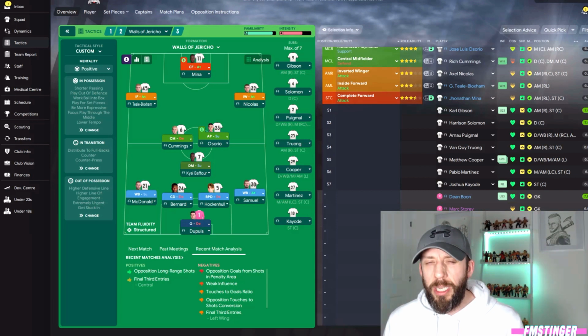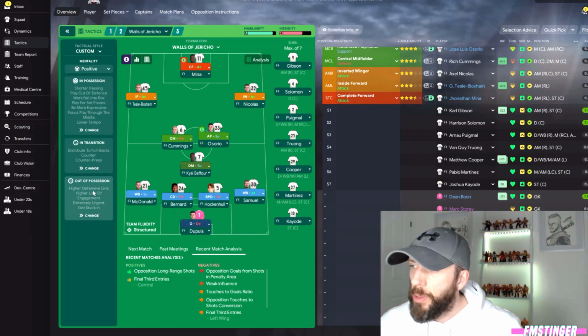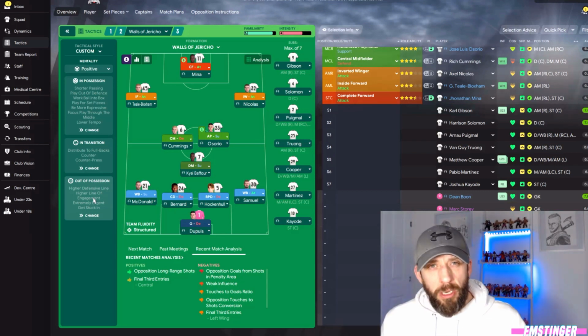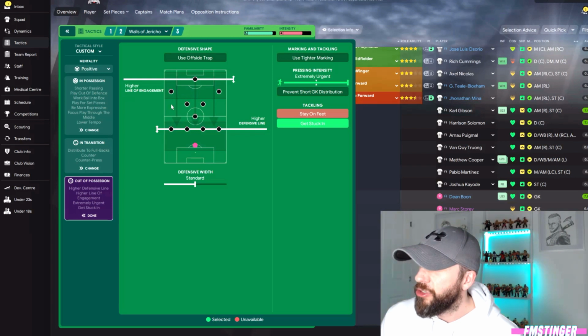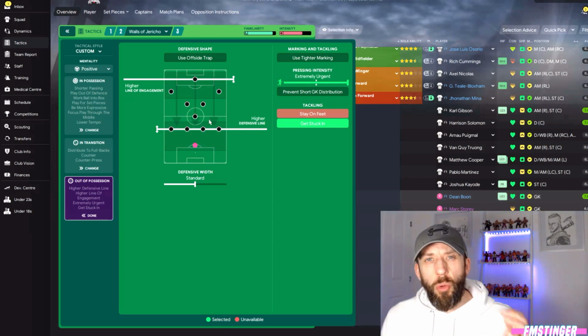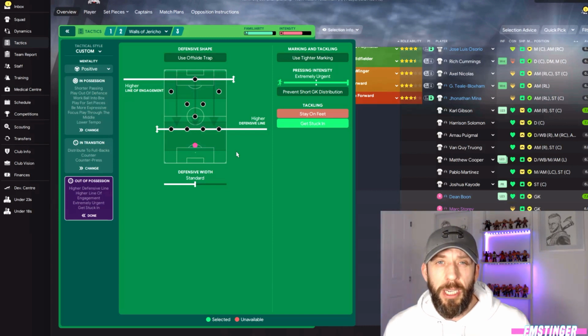A lot of people will do a team instruction similar to the one on screen there, where you've got a high defensive line with a high line of engagement, basically meaning you're pressing high, a high block. What that means is you're going to be trying to keep the ball in these areas here. So you're going to be pressurising high up, you're going to have a high defensive line, so you're squeezing the play high up the pitch. Now this is great for when you're expecting to be the dominant team in possession.